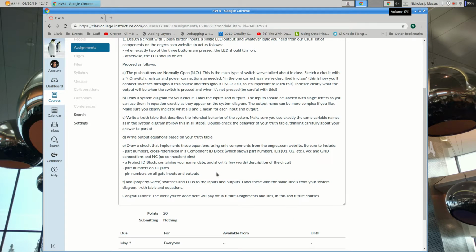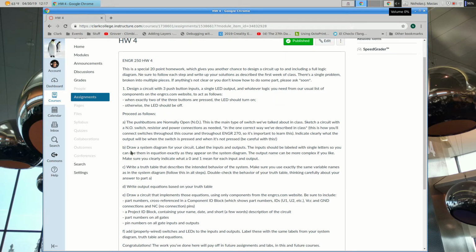So a procedural question someone brought up. In part E it says draw a circuit that implements these equations, right? And then in part F it says add properly wired switches and LEDs to the inputs and outputs. I don't need you to redraw the entire circuit in F. If you did, that's fine, but if you haven't done this yet, you can go ahead and just add those switches to the answer for E and just call this E and F. I didn't mean to break it into 2 pieces and make you draw things twice. So that's fine. It's a pretty small circuit though, I believe. All right, everyone good with homework 4?